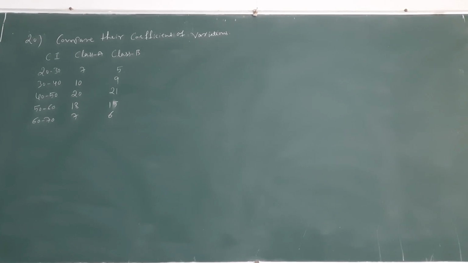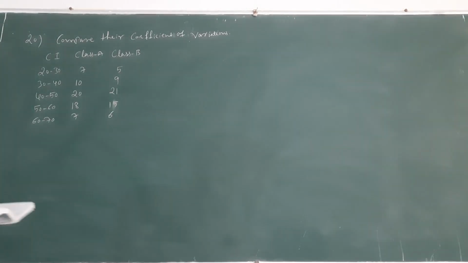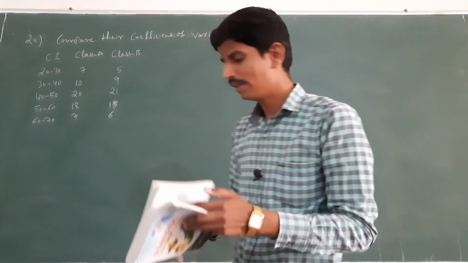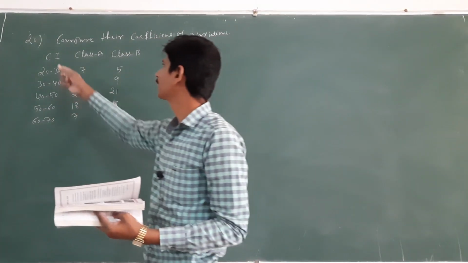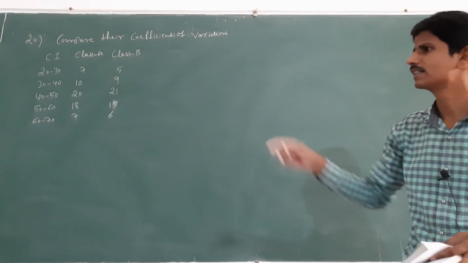Here in the 20th problem, they are given the following distribution of weights of students. Compare their coefficient of variation. Compare their CVs. The weights are given as class intervals, that is 20 to 30, 30 to 40, 40 to 50, 50 to 60 and 60 to 70.